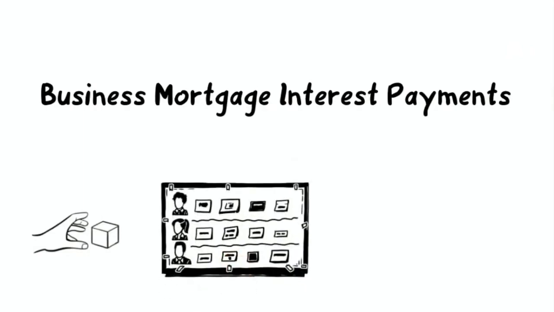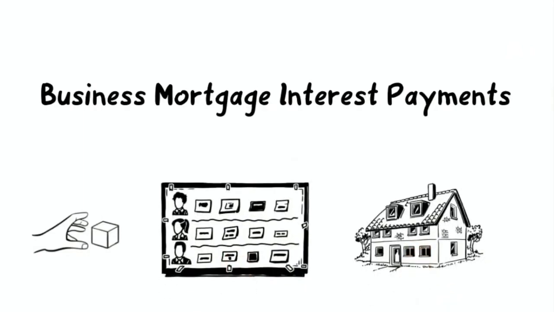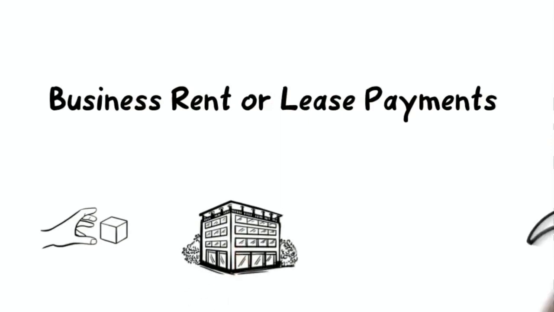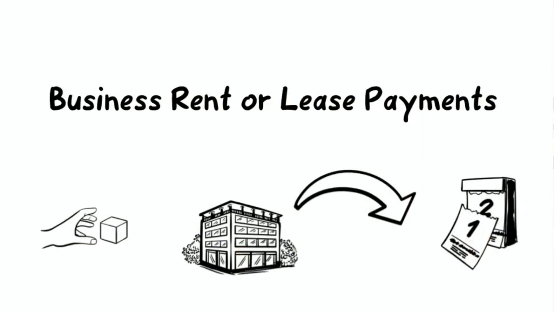Business mortgage interest payments. If the borrower has made interest payments on mortgage obligations on real or personal property during the covered period, those payments are eligible for forgiveness provided the obligations were incurred. Business rent or lease payments. If the borrower has made rent or lease payments on real or personal property related to their business during the covered period, those payments are eligible for forgiveness provided the agreements were established.